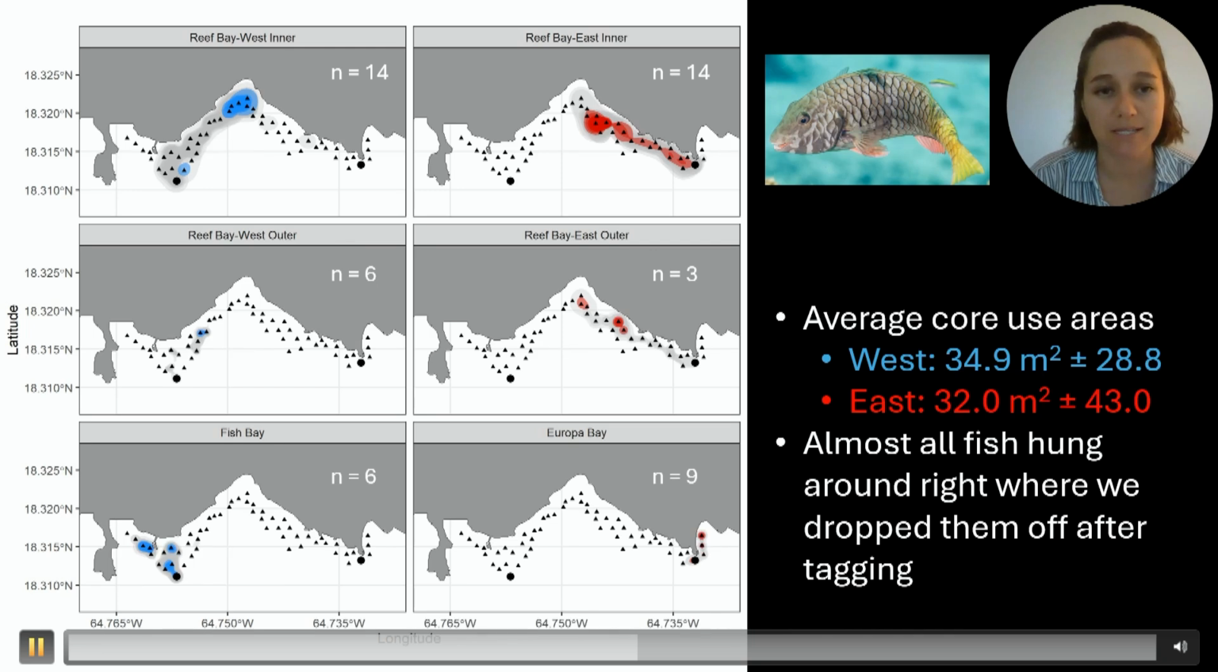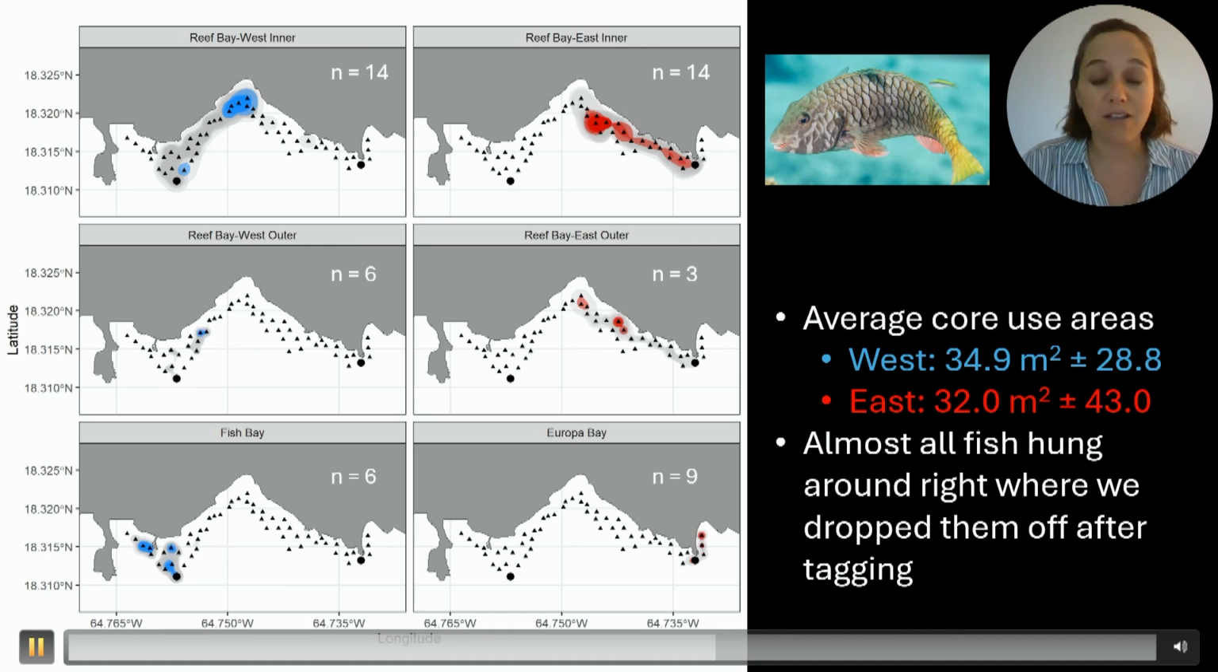And what I'm showing you here is the kernel utilization distributions for our fish, specifically outside of the spawning time window. And so you're basically seeing a repeat of the Reef Bay map for each of the different 6 locations where we tagged fish. What you're seeing in the colored areas is the 50% kernel utilization distribution, and the grayed out areas is the 95%. I'm going to be referring to the 50% KUDs as the core use areas, and that's where I've focused this analysis, because this is where we know that the fish are spending the majority of their time when they're at their home reefs.